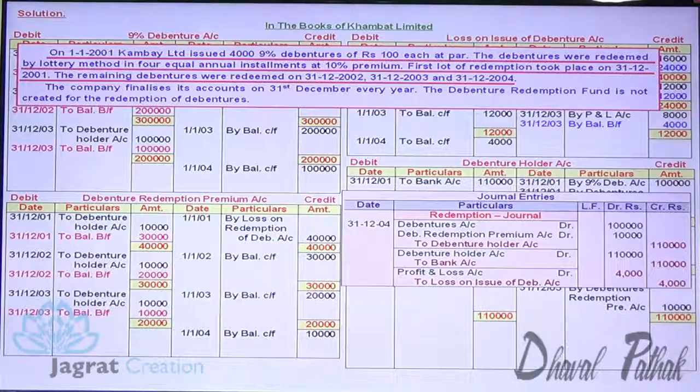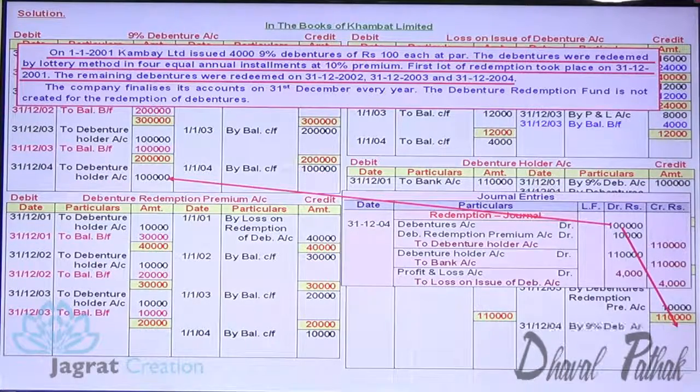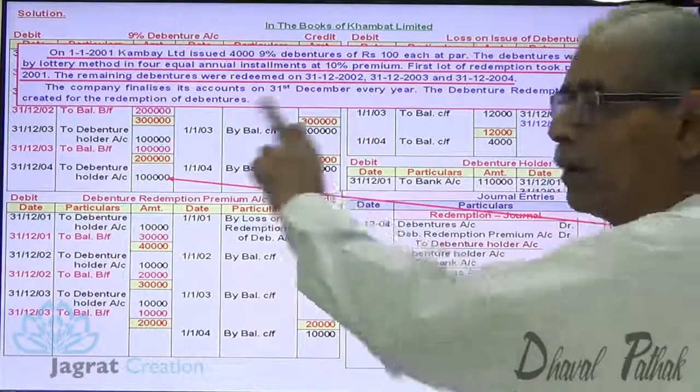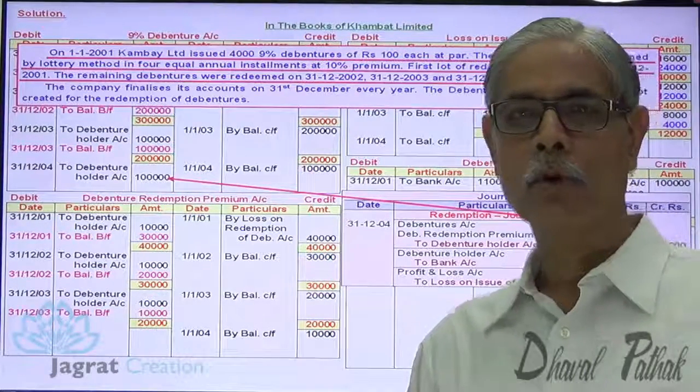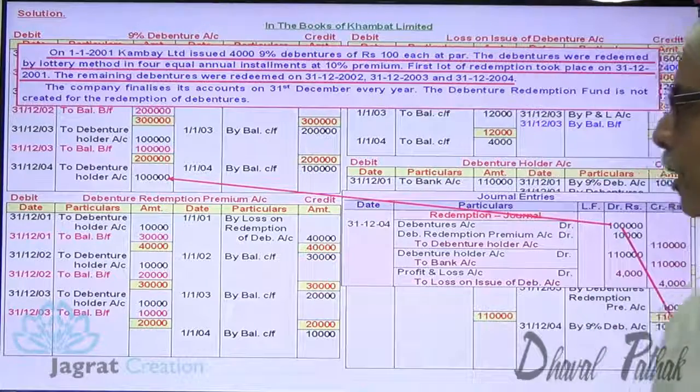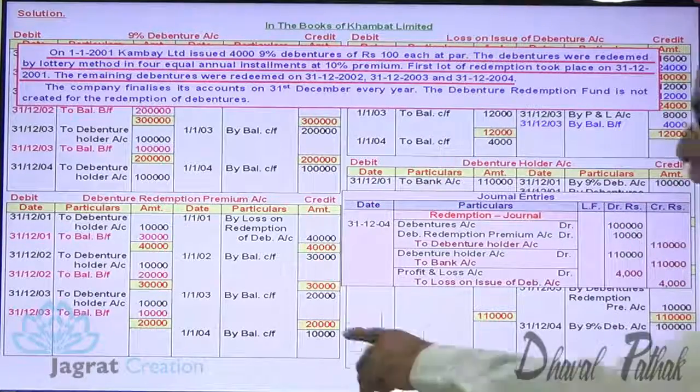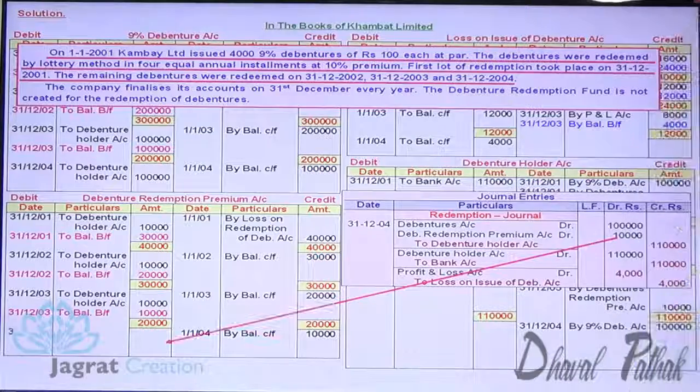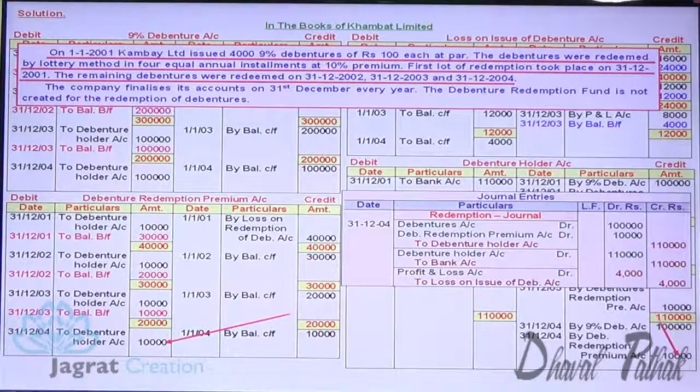Now let me go for the ledger posting. Debenture account is debited with 1 lakh. Debenture holders account is credited with 1 lakh. So this 1 lakh liability is redeemed. So no balance is left. Out of redemption premium 10,000 liability, that is also paid and transferred to debenture holders account. So debenture redemption premium liability account debit to debenture holders account credit. So debenture holders are paid 1,10,000. Debenture holders account debit 1,10,000 to bank account.